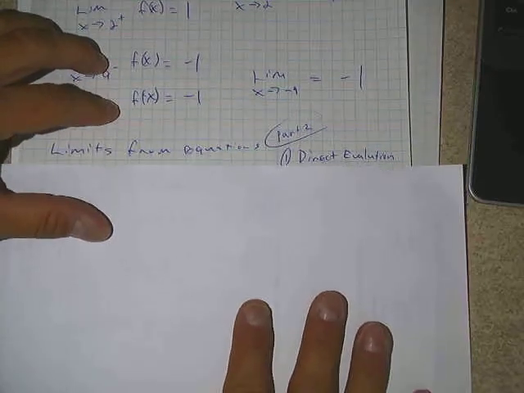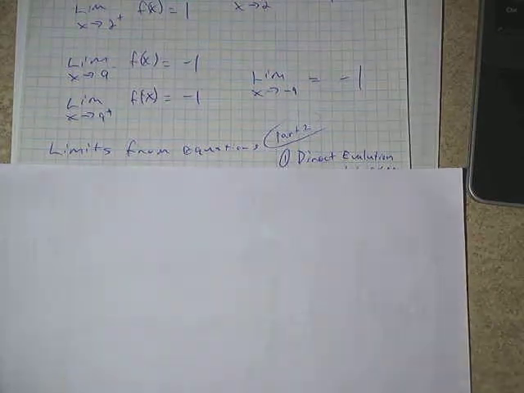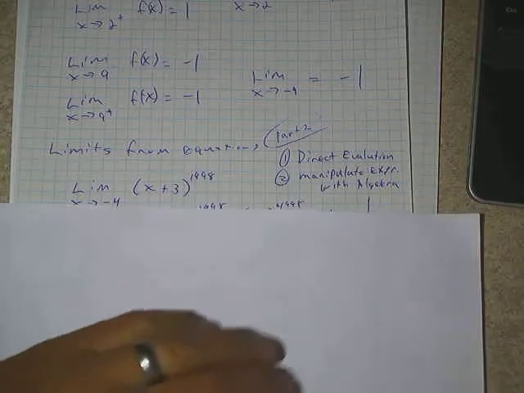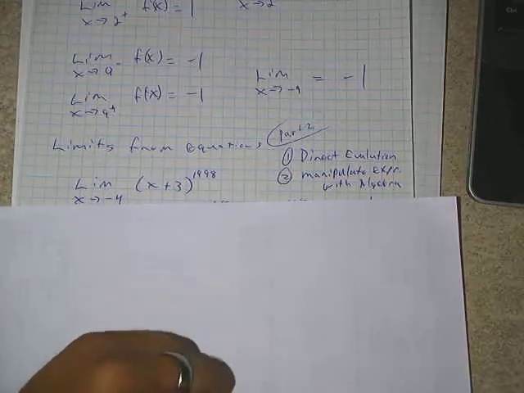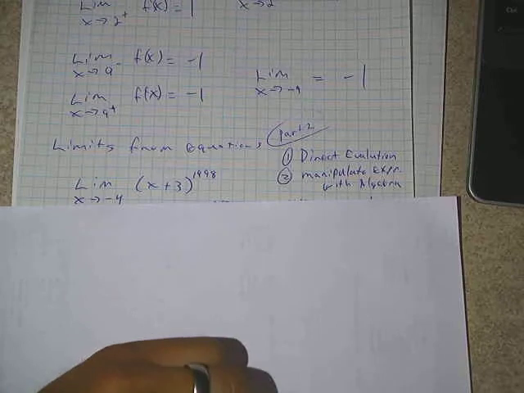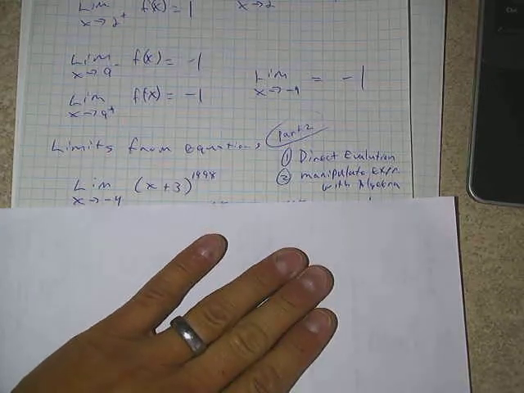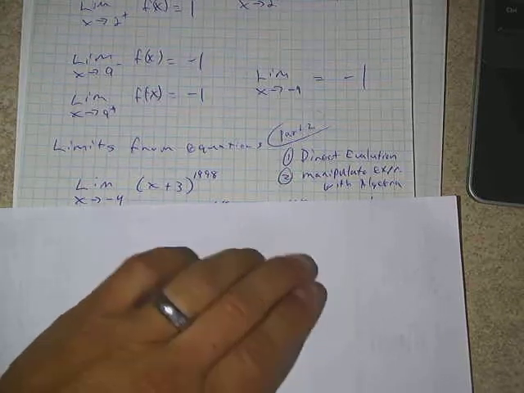So the first point I have over here on the right is essentially the set of directions that we'll use to figure out whether or not we can find a limit when we have an equation given. So the first thing is just a direct evaluation. Okay? Can we directly evaluate the limit? So take a look at the example I have here. I have the limit as x approaches -4 of (x plus 3) to the 1998th. And you notice that that's a function that's probably not going to be very easy to graph. Okay? The calculator won't even do a power that big.